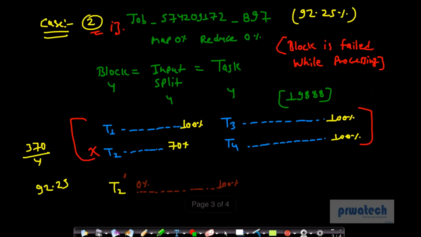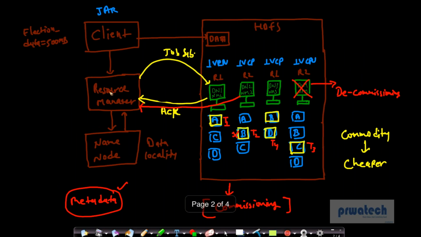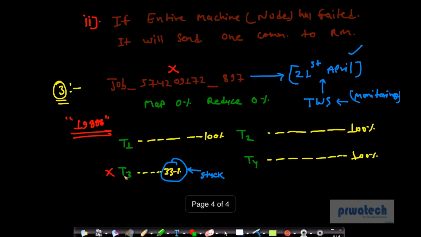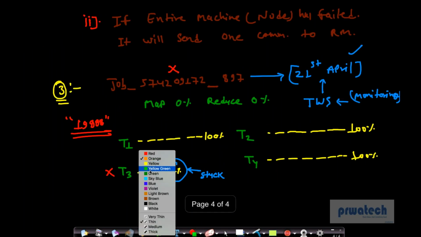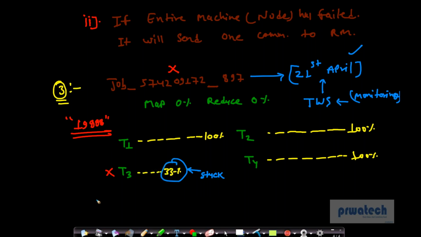Now, the resource manager has one internal mechanism, or concept, that immediately launches one speculative task. So what is a speculative task? Let's understand first. This mechanism I'm talking about is known as speculative execution. What is speculative execution?